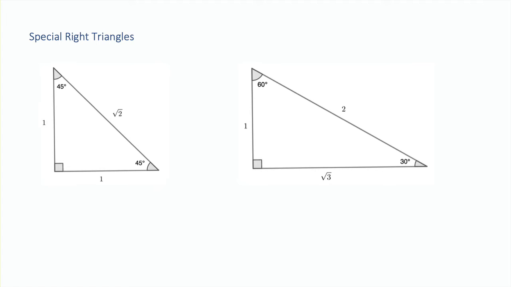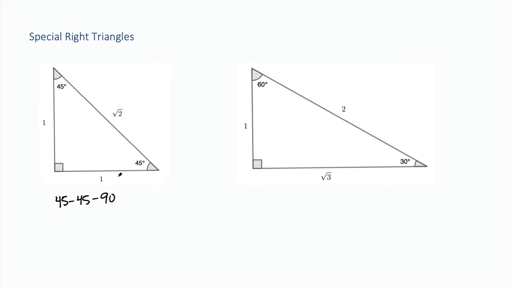There are two special types of right triangles whose angles show up a lot, and the size of the triangles are pretty easy to get, or at least the ratios of the size of the triangle are easy to get. The two special triangles are a 45, 45, 90 triangle. We've got two 45 degree angles and a 90 degree angle.